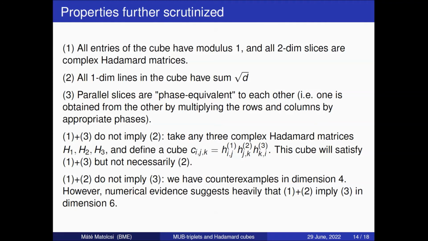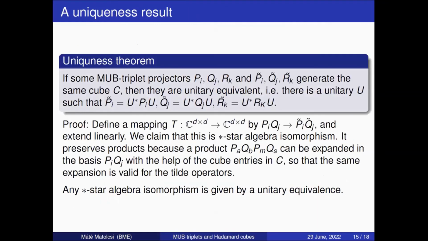The other may be more surprising, that even if you fulfill 1 and 2, they may not imply 3, because we have computer counterexamples in dimension 4. So even if we agree that all slices must be Hadamard and all one-dimensional slabs add up to root d, unfortunately, some slices might not be equivalent parallel slices in dimension 4. However, when we search for numerical evidence in dimension 6, it looks like 1 plus 2 implies 3, which may help later on, that in dimension 6, we don't need to specify 3. It just comes for free from 1 and 2.